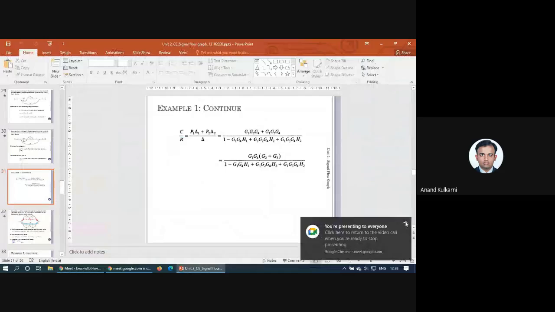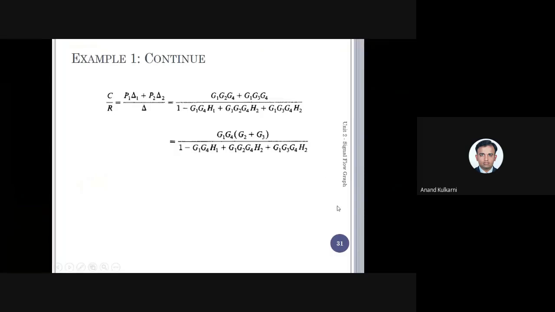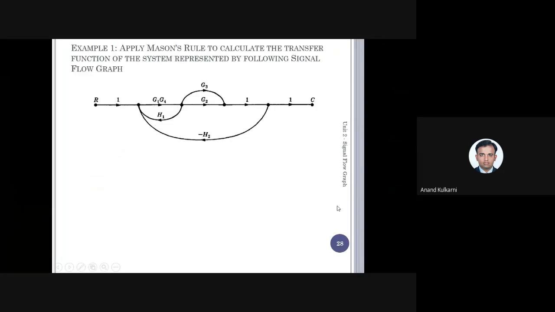What I'll do is, I'll go with one more problem. I'll just repeat this problem for everybody's benefit once again, so that you will understand. Whenever a problem is given related to signal flow graph and you solve it by Mason's gain formula, the first and foremost thing you'll have to do is identify the forward paths.